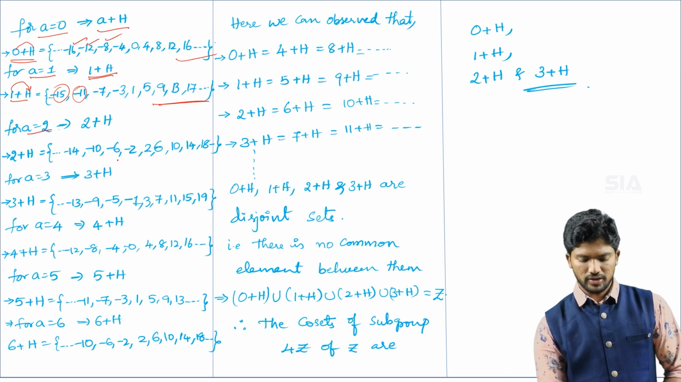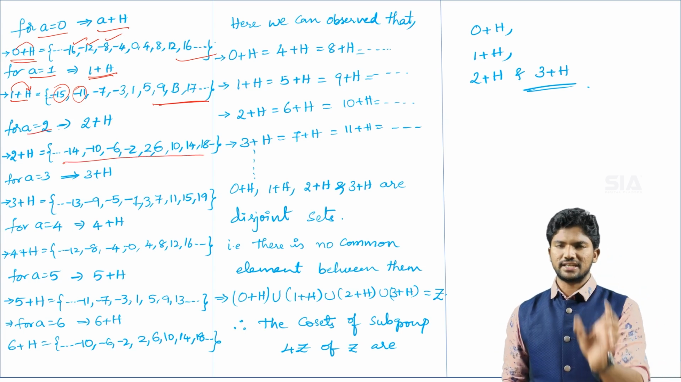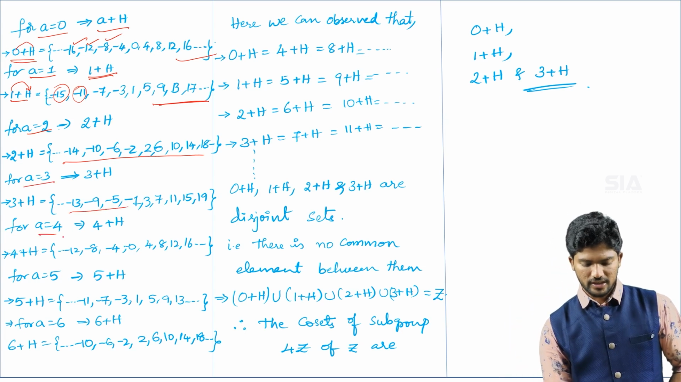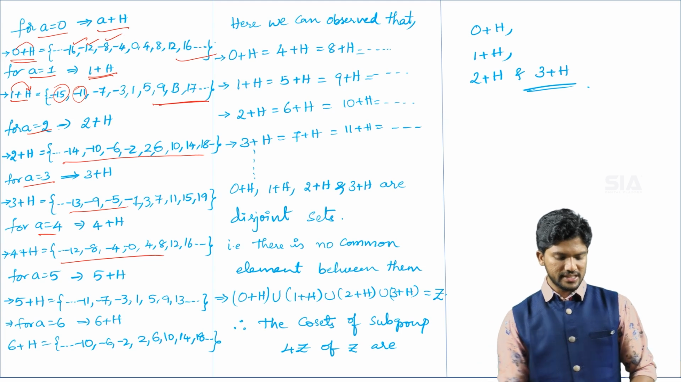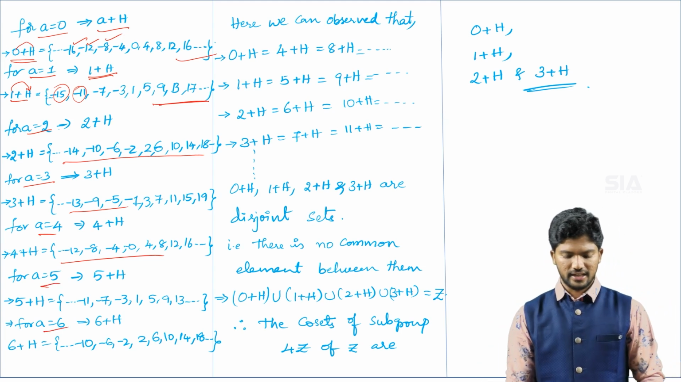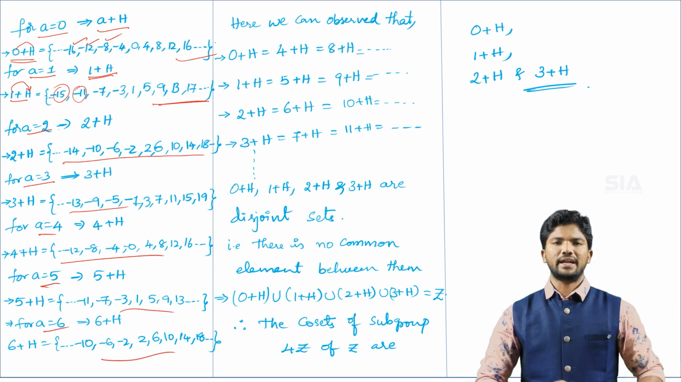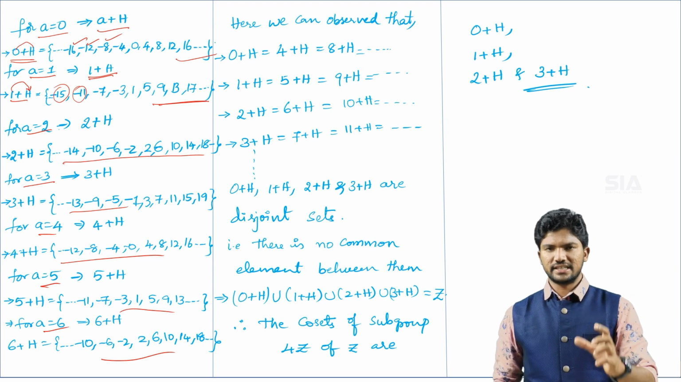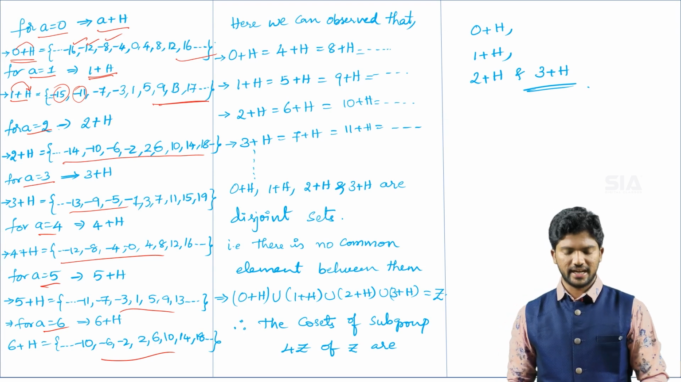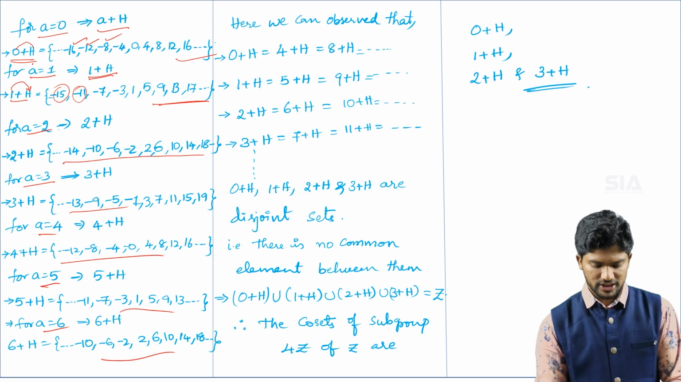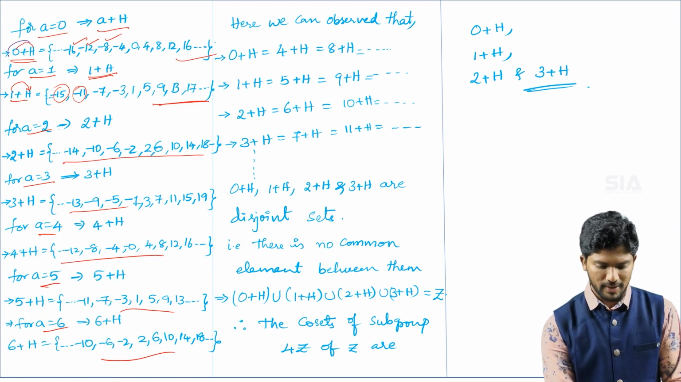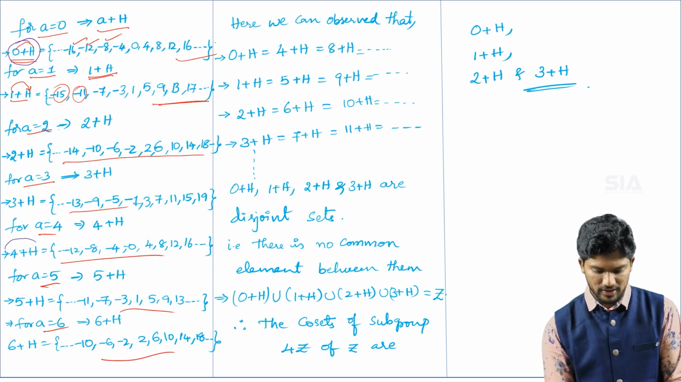Next, for a equal to 2, you will get a set in this format; you just add 2 to the set in equation number 2. For a equal to 3, a equal to 4, and a equal to 5 and 6, you will get the remaining sets in this format. It is not mandatory to do the addition up to 6. After each finite step, observe whether there is any repetition. First we did 0 plus H. After that, the same set appears again at 4 plus H.